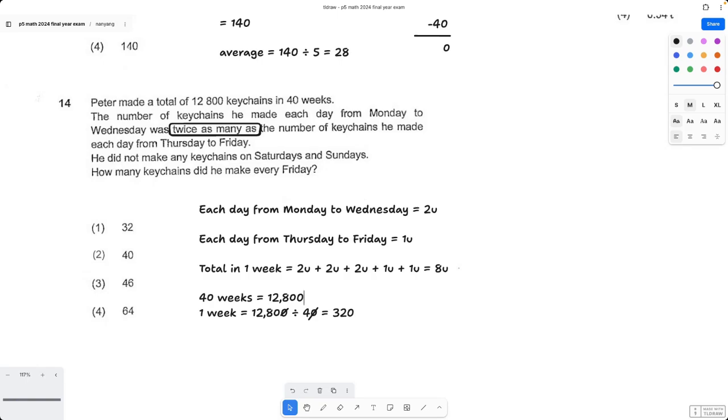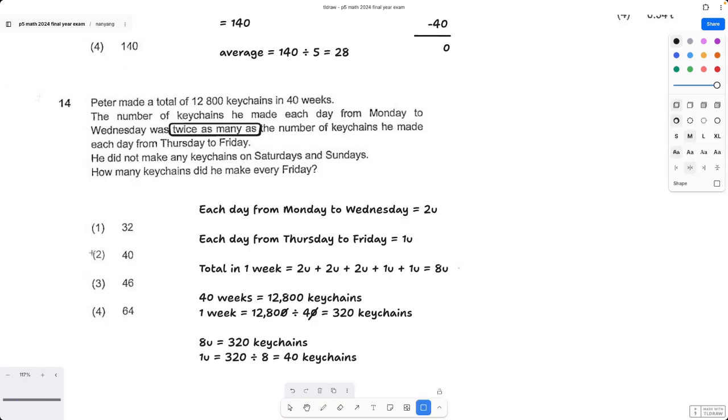Okay, this will be keychains. So in this case, we know 8 units in 1 week, so 8 units is equal to 320 keychains. And then 1 unit is equal to 320 divided by 8, and this will give us 40 keychains. So in this case, the answer is 40. That means option number 2.